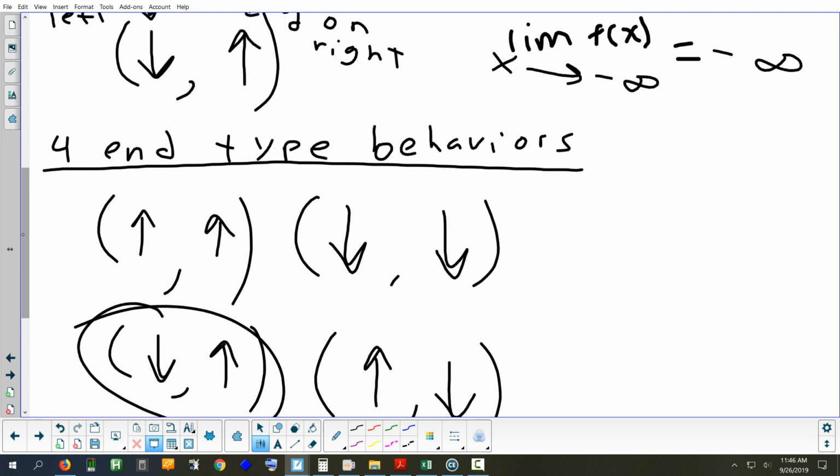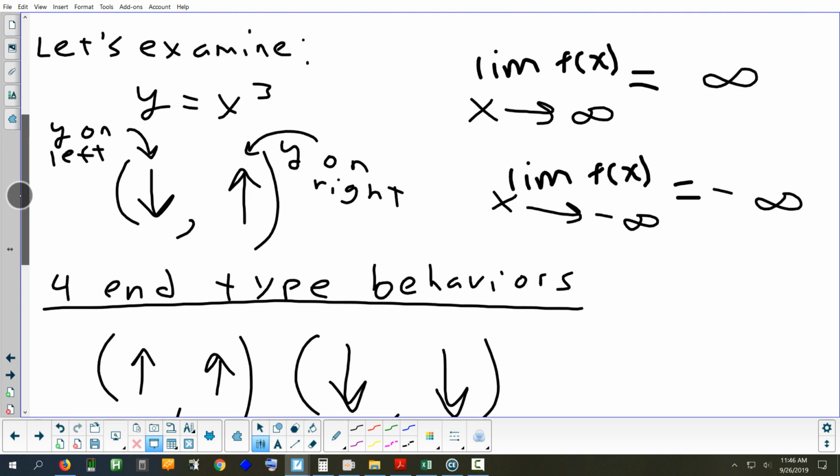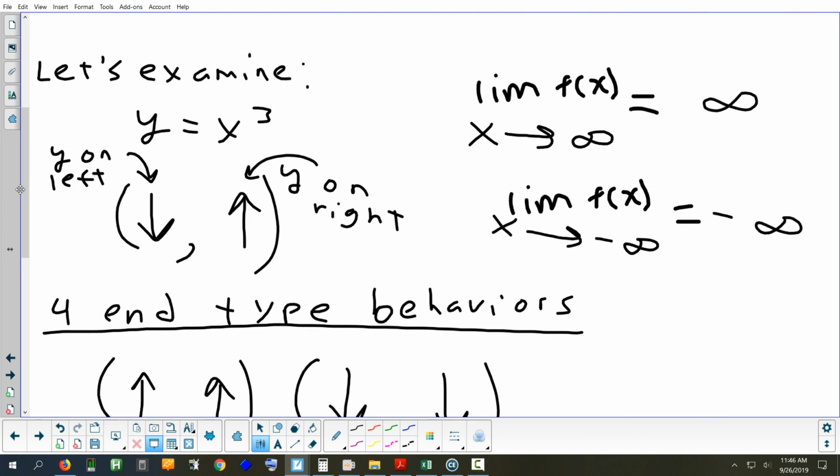Which one of these cases you have depends on 2 things. It only depends on 2 things in the whole polynomial. Doesn't matter how long you make it. There's only 2 things I have to look at, and I'll instantly know which one of these 4 it is. Does anybody have any questions on how you write things in limit notation?